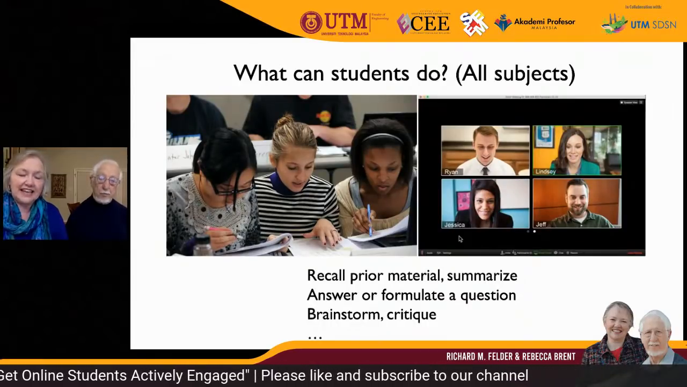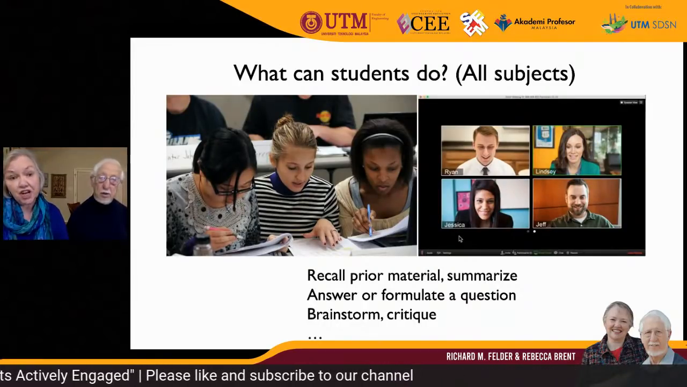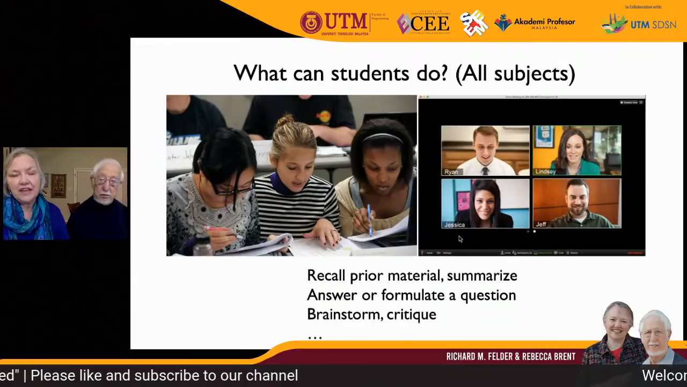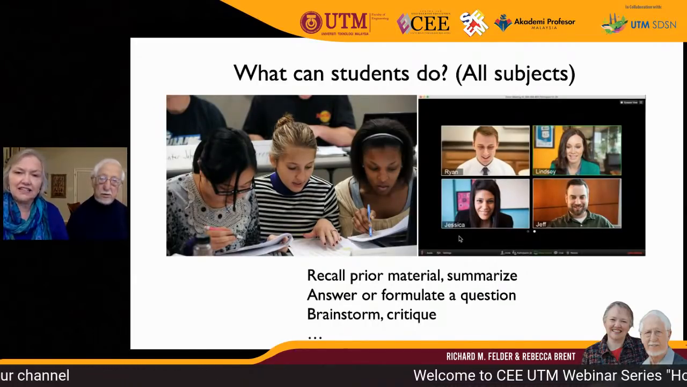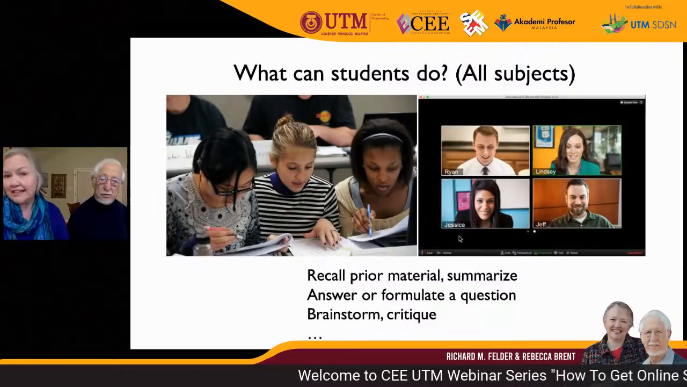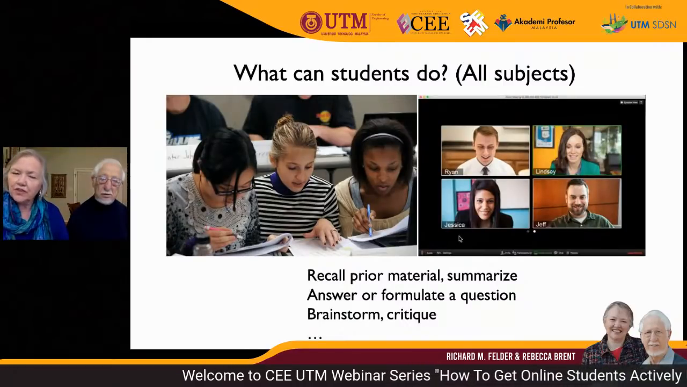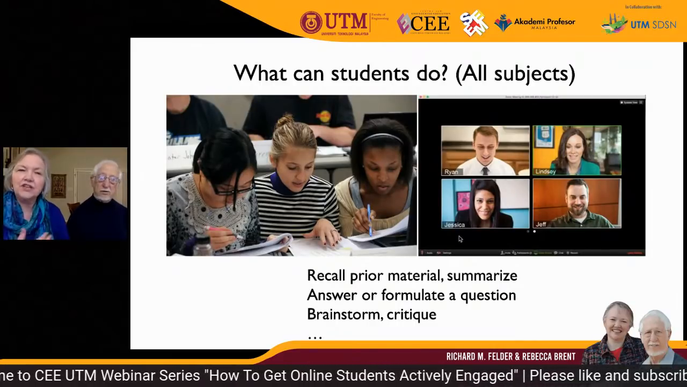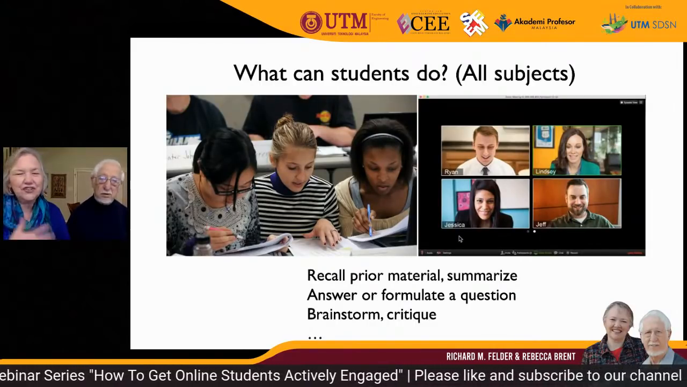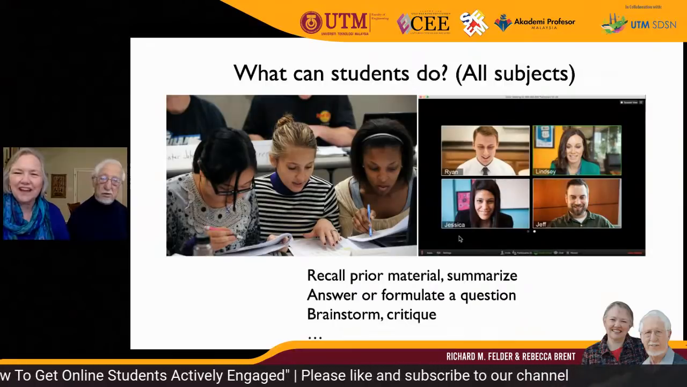Some of the other things they can do is respond to discussion boards, threaded discussions. They can post their responses. They can do case studies. And that might take place on a discussion board with you giving prompts to get them to think about and write about that material. So really, you're just trying to get them engaged with the content.